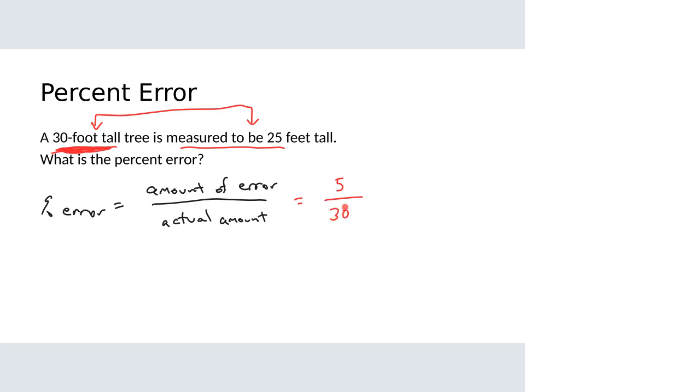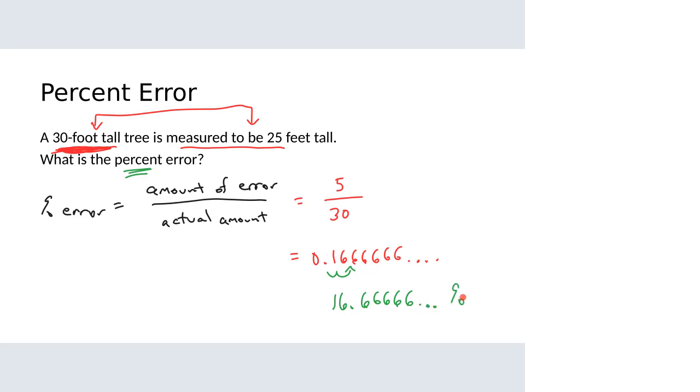Now we just need to divide. 5 divided by 30, and I get 0.166666. That keeps going. This is a decimal answer, and what we're after here is called percent error. So we're going to rewrite this as a percent. We'll move the decimal over 2 places and have 16.66666%.